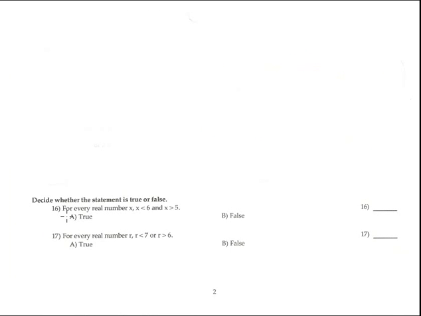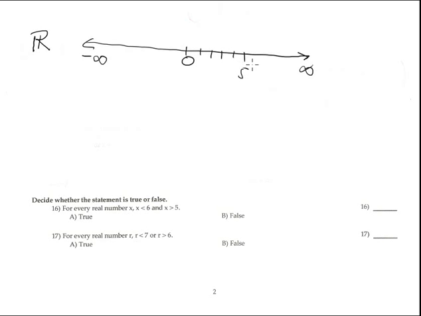Okay, let's say 16. 16 is: decide whether the statement is true or false for every real number. X is in between, so less than 6 and greater than 5. Let me see. This is the real number line. Let's represent all real numbers. This is 0. This is positive infinity. This is negative infinity. So it is 6 and 5. 1, 2, 3, 4, 5, and 6.